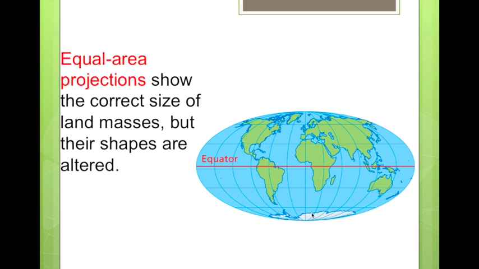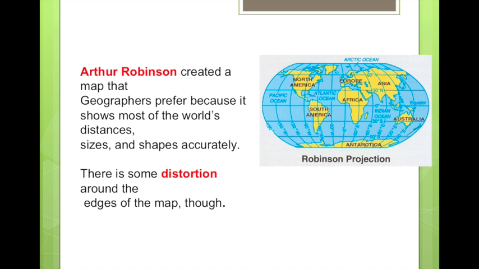But if you look at it here on this map, you see the actual size. This distorted map or projection is an equal area projection. It shows the correct size of the landmass, but their shapes are altered. So if you look at South America, or if you look at Australia, or if you look at Alaska over here, you see that the shape is changed, but their size in relationship to each other is the same.